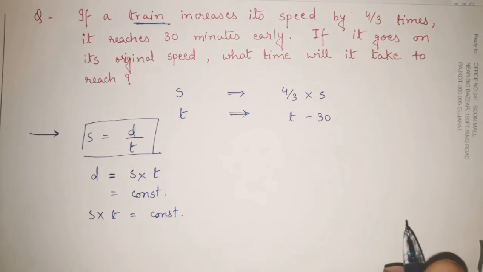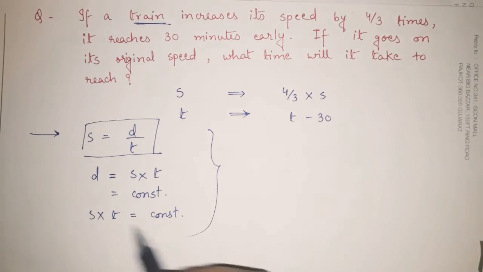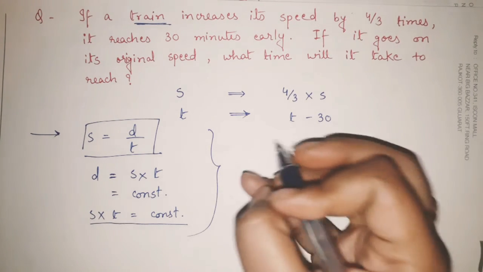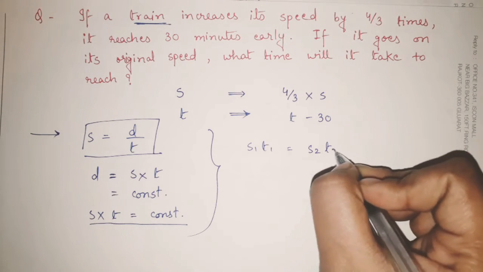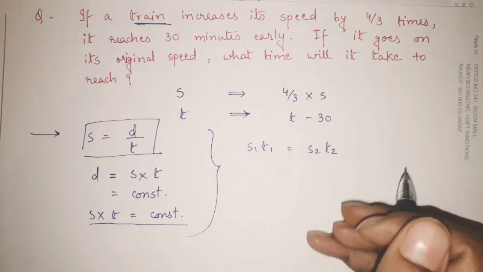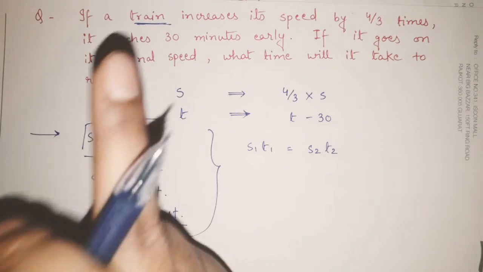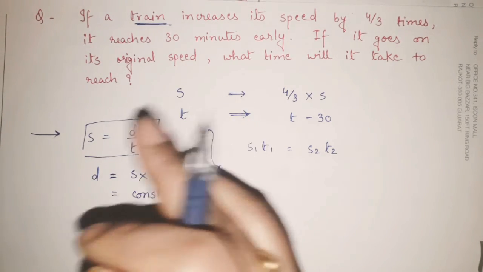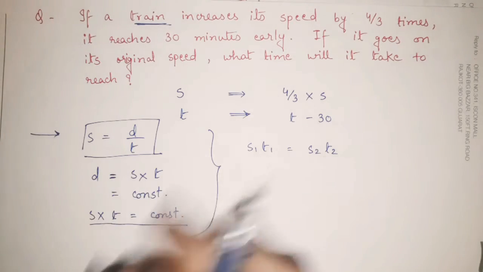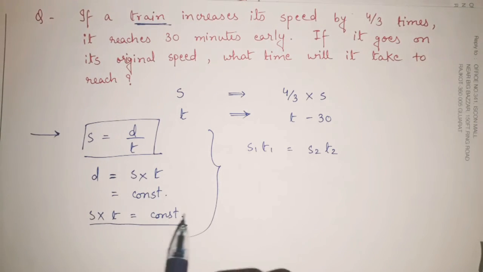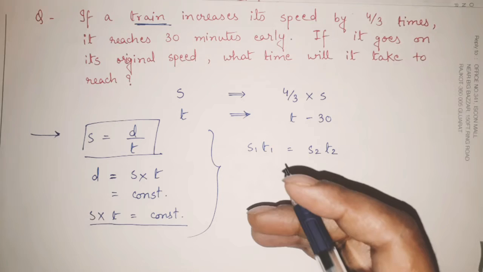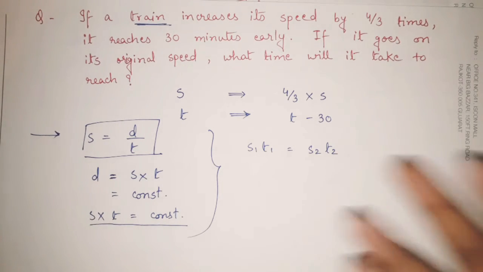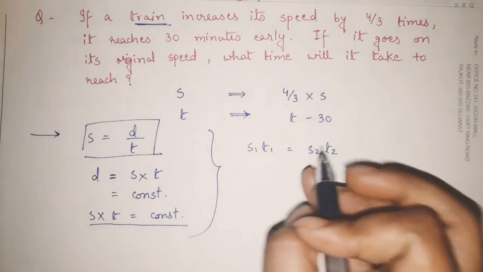Now when speed into time is constant, we can say that S1 T1 is equal to S2 T2. I have explained this logic also in our video of time and work. In work and time, we have seen many different examples, that whenever we are having something as constant, we can write S1 T1 is equal to S2 T2. That means they will change with respect to each other.